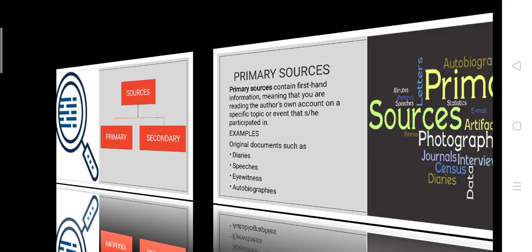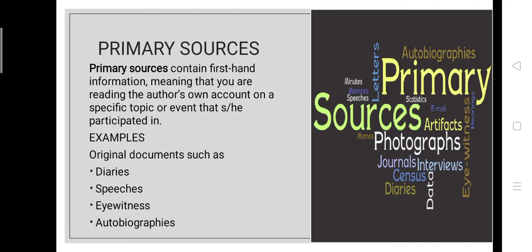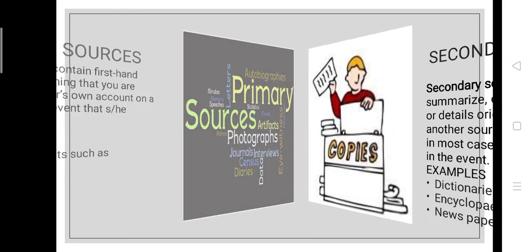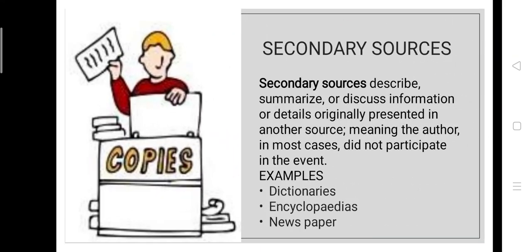So we will discuss what are primary sources. Primary sources contain first-hand information, that is, you are reading the author's own account on a specific topic or event that he or she participated in. Some of the examples of primary sources are diaries, speeches, eyewitness accounts and autobiographies. Secondary sources describe, summarize or discuss information or details originally presented in another source, meaning the author in most cases did not participate in the event. Examples are dictionaries, encyclopedias and newspapers.